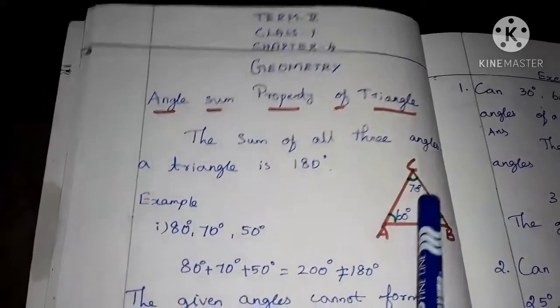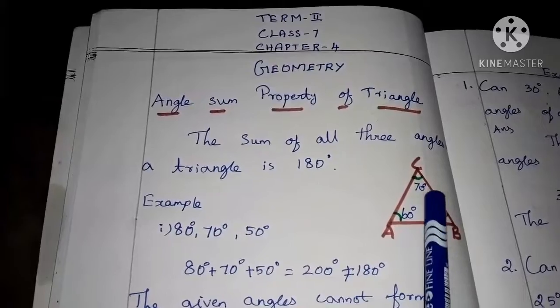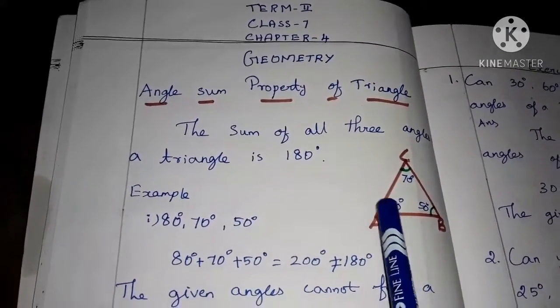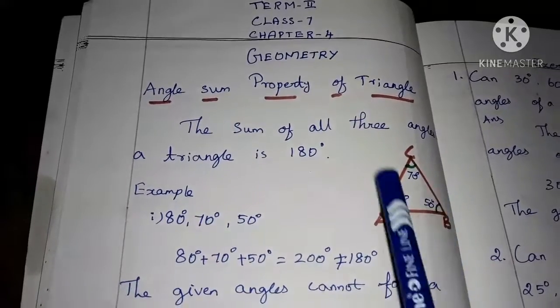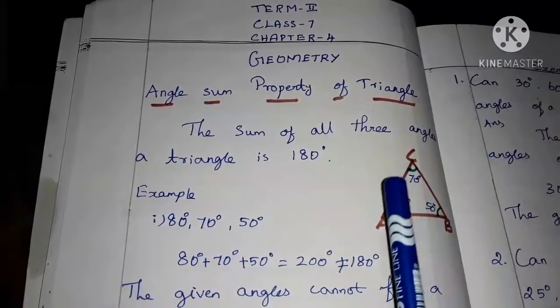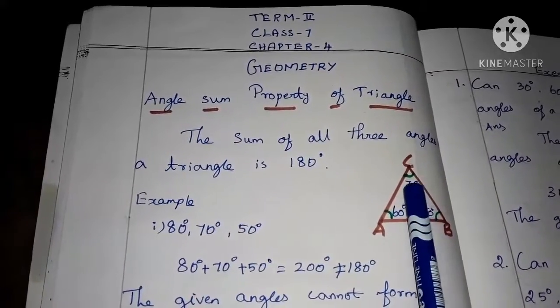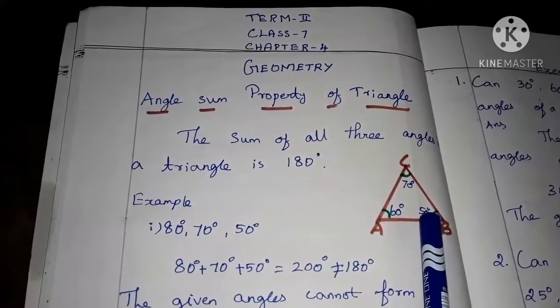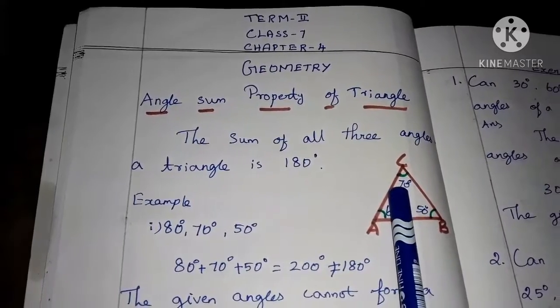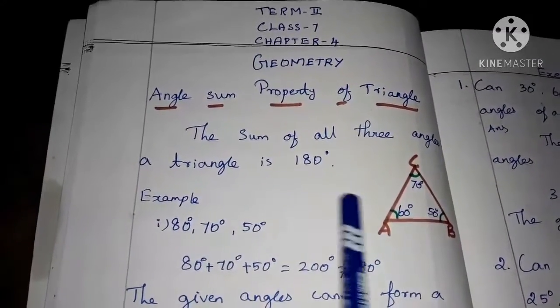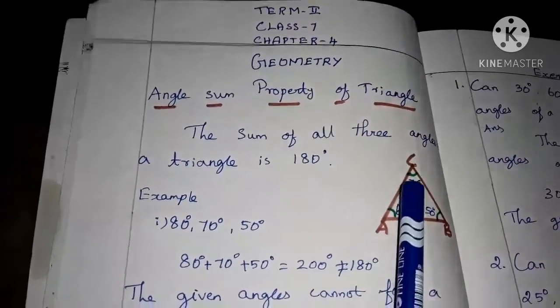If the sum of these three angles is 180 degrees only, we can draw the triangle. Otherwise, if it is not 180 degrees, we can't make a triangle. For example, here 60 plus 50 plus 70. 60 plus 50 is 110, 110 plus 70 is 180. So the sum of all three angles in a triangle is 180 degrees.